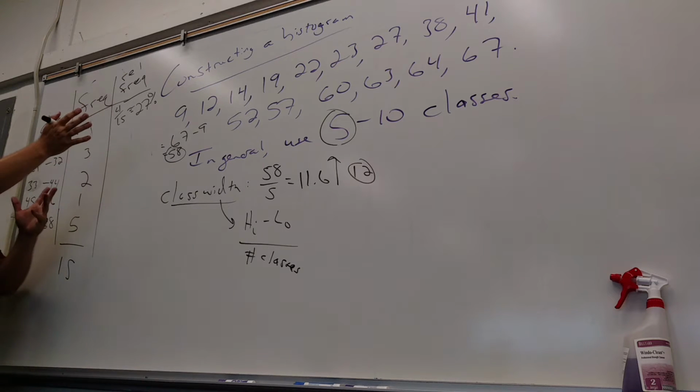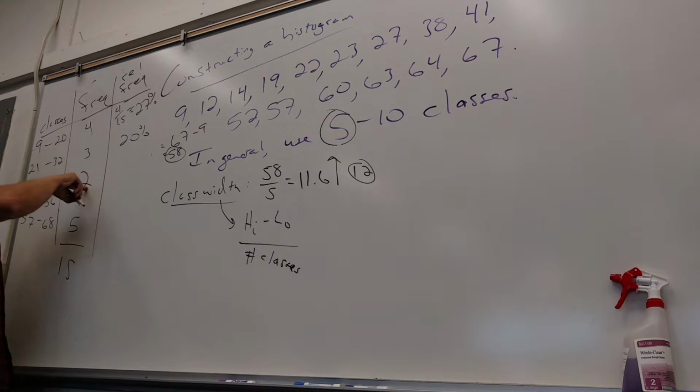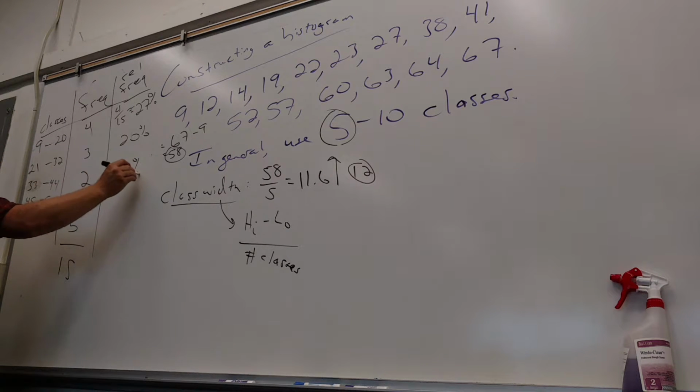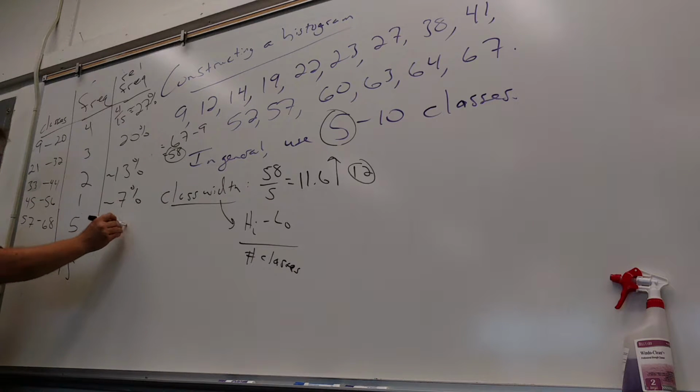3 out of 15, 1/5, 20%? 2 out of 15? 13.3 here? Okay. Roughly. 1 out of 15? It's like 7%, roughly. And then 5 out of 15, 1/3. 33, right? Yeah, 33. All right, how we doing?